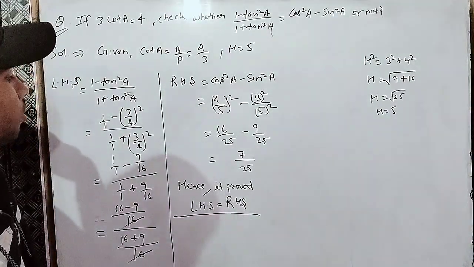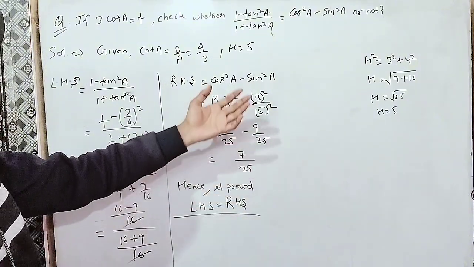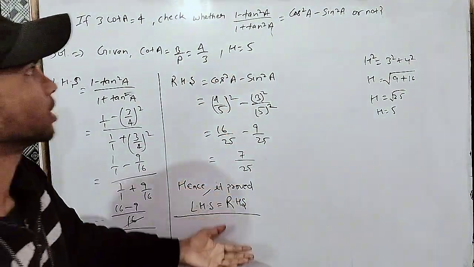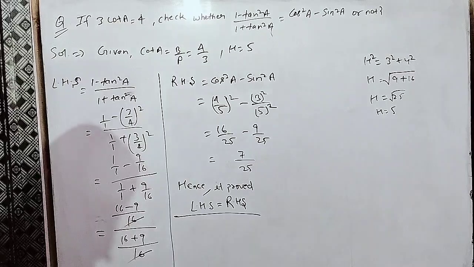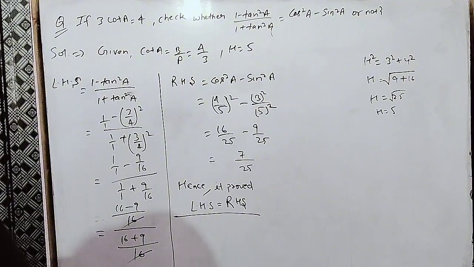Yeah. Second? No, that's okay. Yeah, it is equal. LHS is equal to RHS. Yes, because 7 by 15, 7 by 25. We have got the value of both sides the same. Just have a look for a few seconds, then we will move on to the next question.